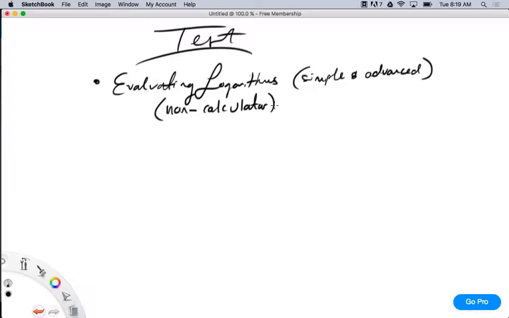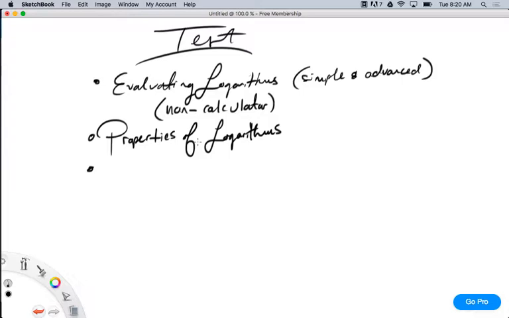The second part of the test is properties of logarithms. And that's the product property, the quotient property, and the power property. We'll get into that. Again, all of this from here on out is calculator. You have a calculator, but it won't help you out that much, honestly. It will in some parts.